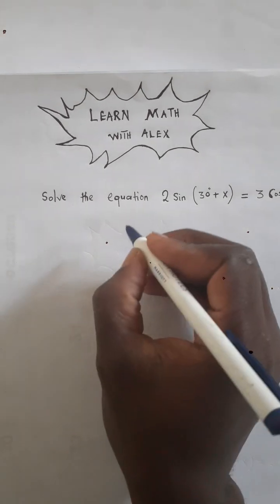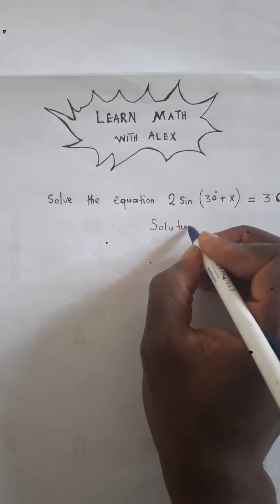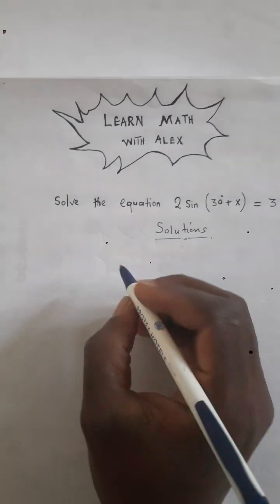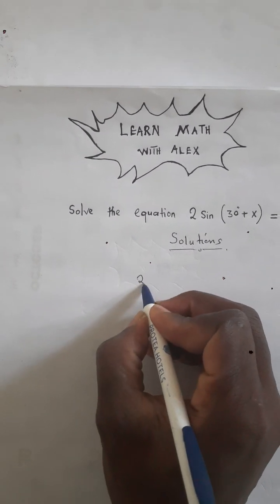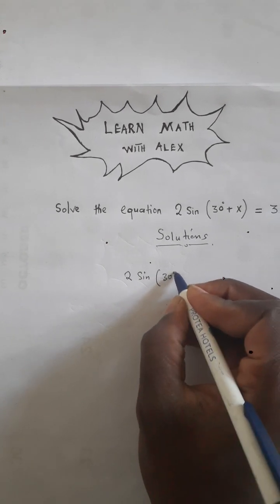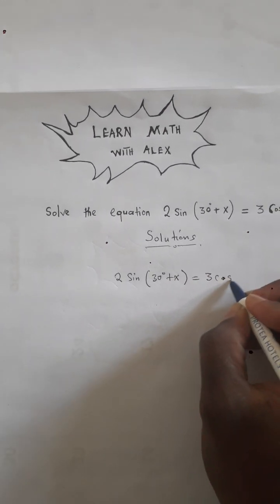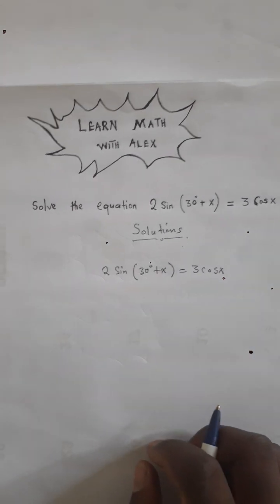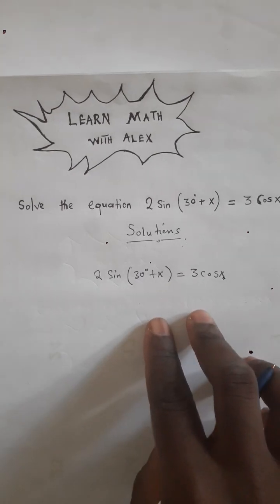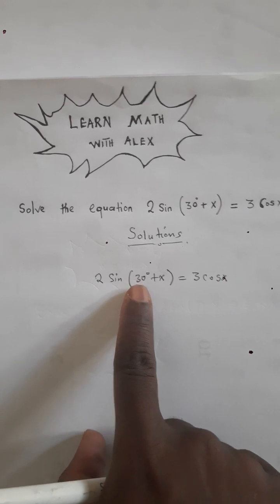Solution. So this is our solution for this problem. The given problem is 2 sin(30 degrees + x) = 3 cos x. With this question, the only tricky part is this side, where you have the addition of two different angles.